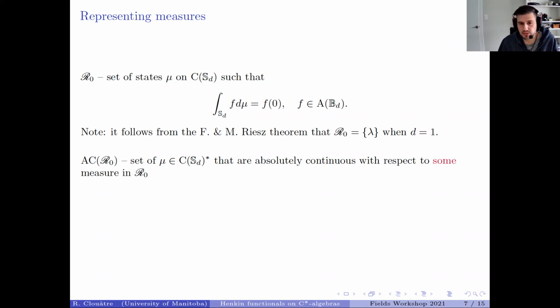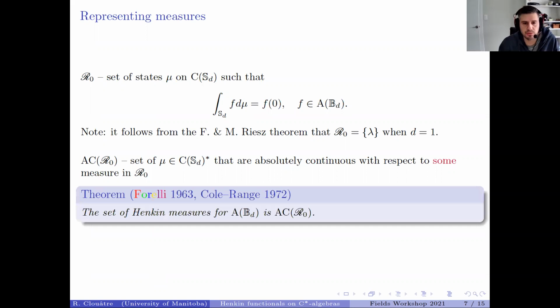And AC of R0 denotes those things that are absolutely continuous with respect to one of the elements in R0. And now here's the classical description of Henkin measures for the ball algebra. This is the classical Coloranga theorem. And it says that a measure is Henkin for the ball algebra if and only if it is absolutely continuous with respect to R0.